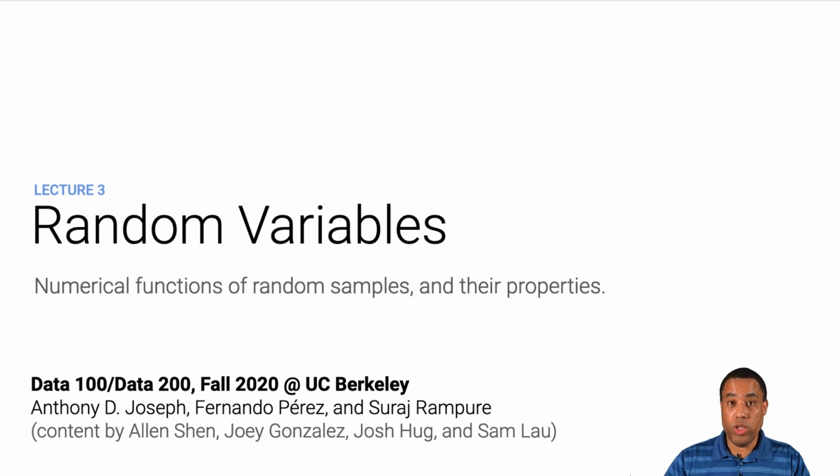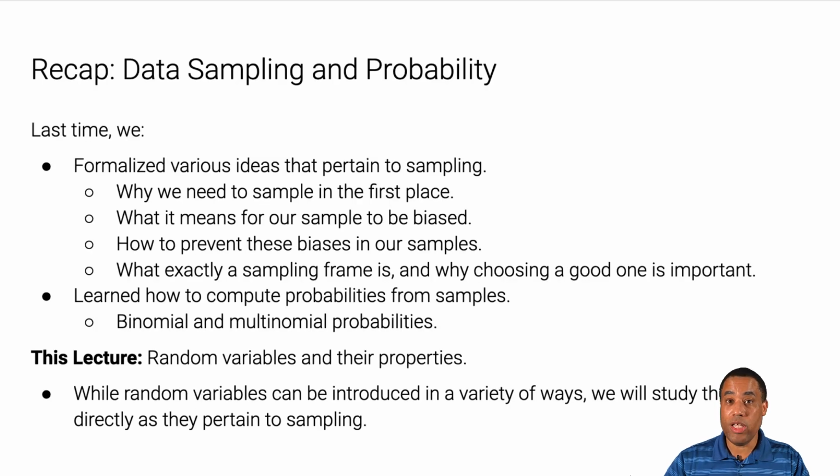This is lecture 3 of Data 100 and Data 200. The topic is random variables. But before we get started, let's recap the last lecture where you learned about sampling.